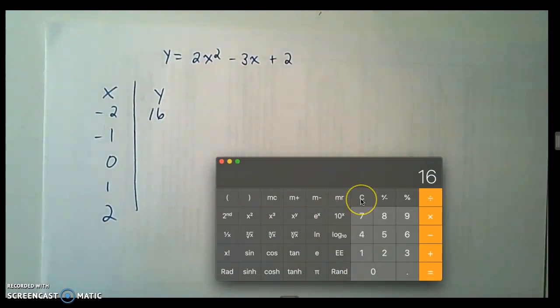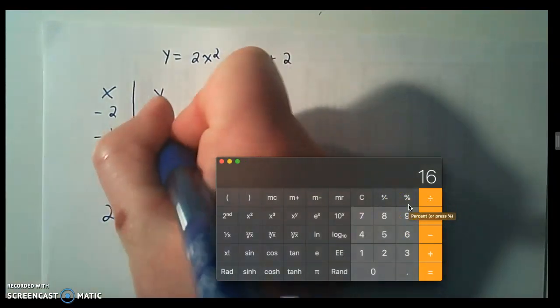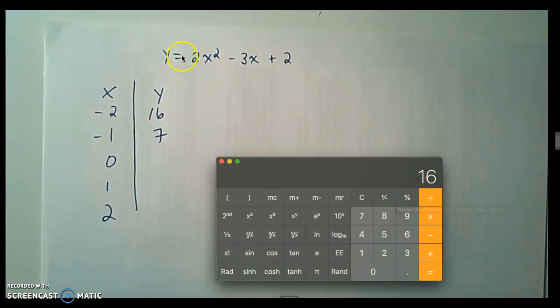Okay, and then I would do the same thing for -1. Obviously use a calculator, or even maybe put it in Desmos and get the values that way. I'm going to do them in my head because I'm a math teacher, so I can. So here I've got -1 squared, which is 1, times 2 is 2, plus 3 is 5, plus 2 is 7. So my next value is going to be 7. This next one's a little bit easier because I can put 0 in, so 0 and 0 plus 2 is 2.